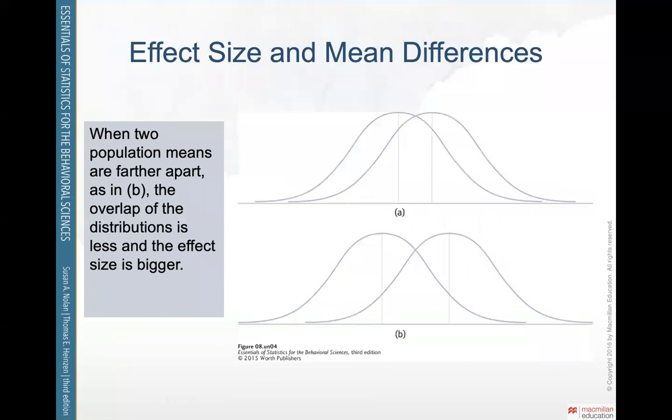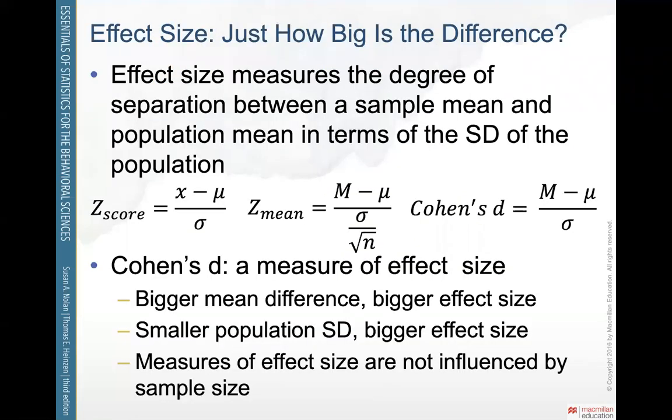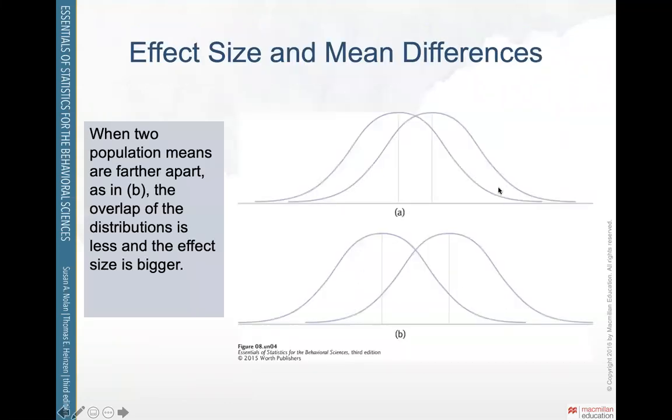So a little bit more, just conceptually, about what effect size is. There were those two bullet points. The bigger the mean difference, the bigger the effect size. And that's what we're talking about here. The bigger the mean difference, the bigger the effect size. So these are two distributions. Here's example A, here's example B.